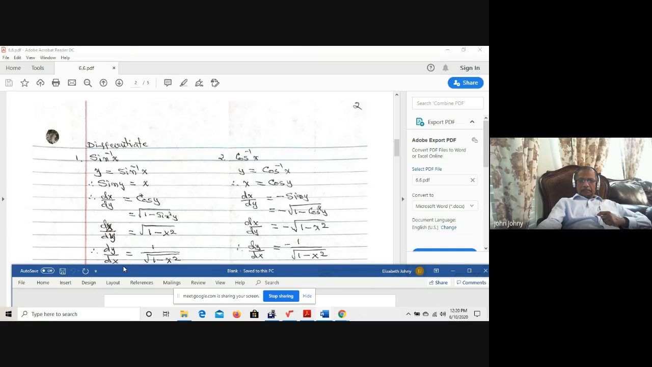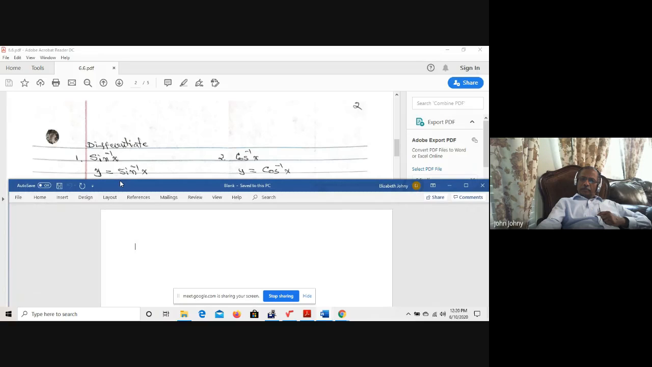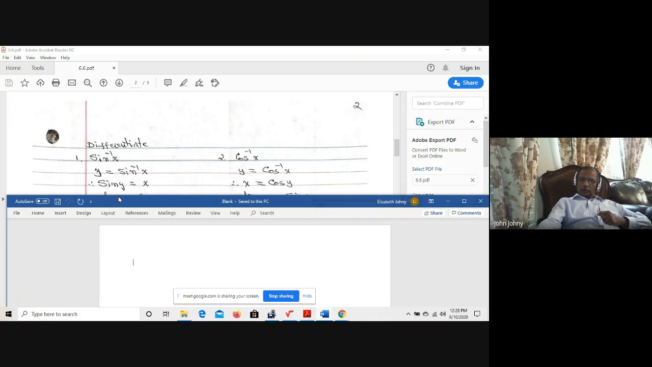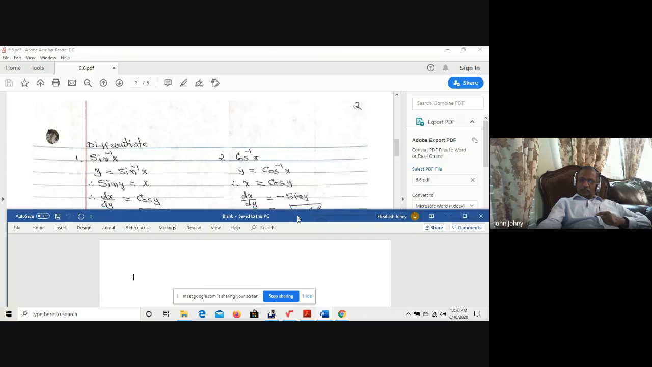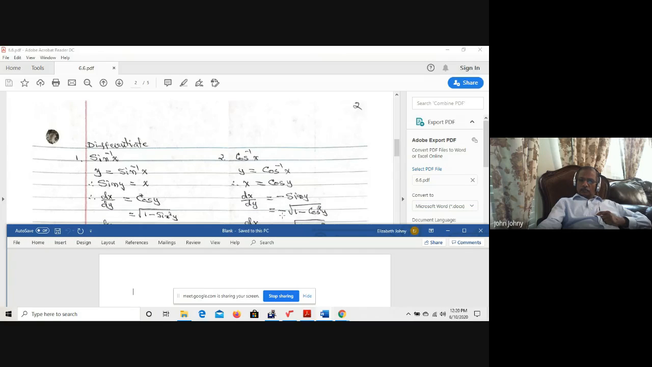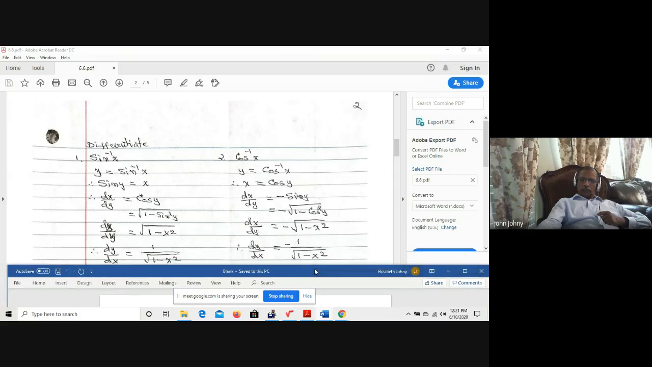Now the second one is cos inverse x. y is equal to cos inverse x means x is equal to cos y. So dx over dy is negative sine y, because the derivative of cos y with respect to y is negative sine y. That is negative square root of 1 minus cos square y. Cos y is x, so negative square root of 1 minus x square. Therefore, dy over dx is negative 1 over square root of 1 minus x square.